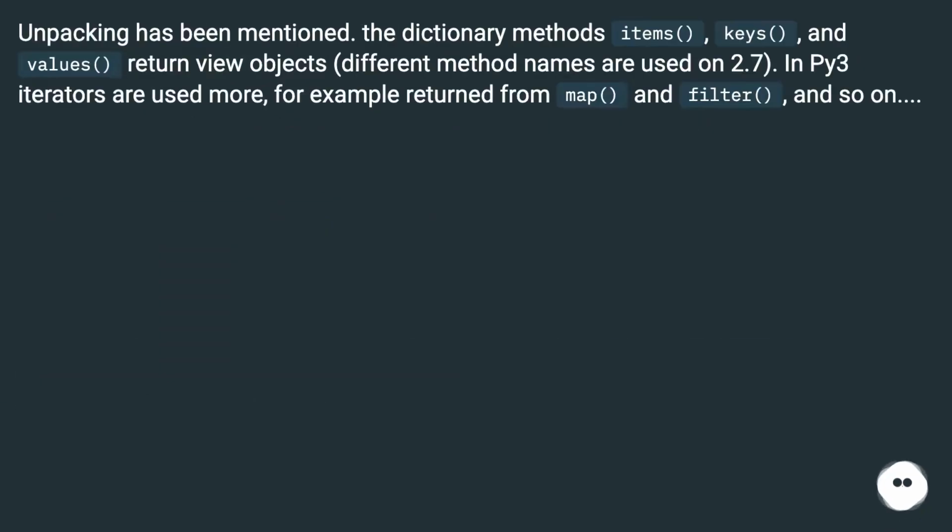Unpacking has been mentioned. The dictionary methods items, keys, and values return view objects, and different method names are used on 2.7. In py3 iterators are used more, for example returned from map and filter, and so on.